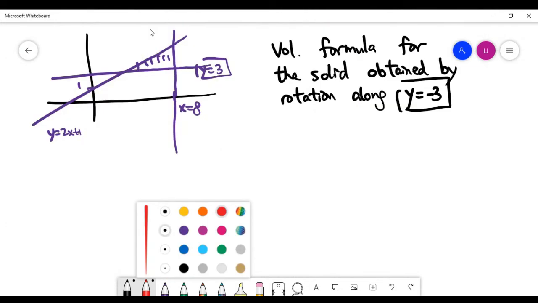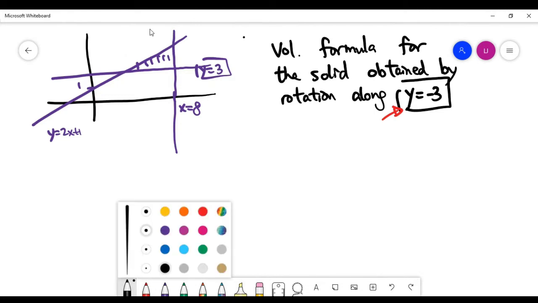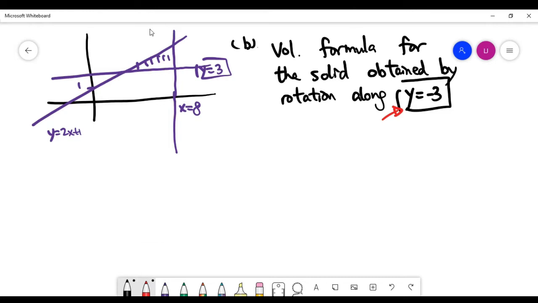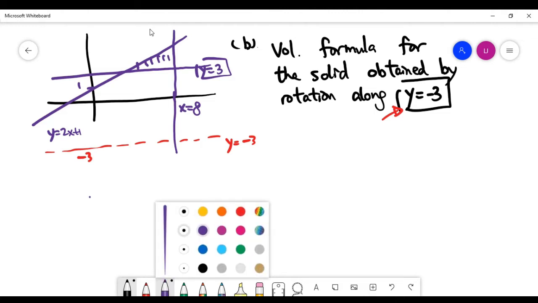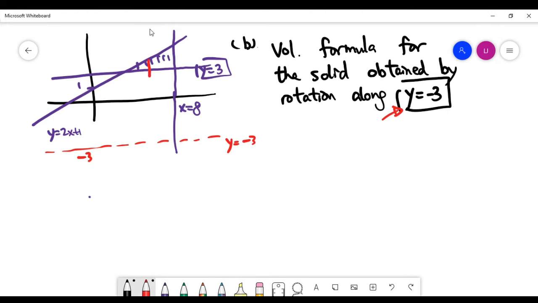Now please look at the current problem and you see the axis. Although we have the same picture as before in part B, the axis is pushed downward from the x-axis by 3 units. I use a red color to represent the axis, which is y equals minus 3 here. Please tell me the corresponding volume formula for the solid that you're getting. I think the calculation is quite similar to part A, because our axis is in the same direction as the x-axis. Both lines are parallel. But you see the outer radius is based on the outer line, which is y equals 2x plus 1.